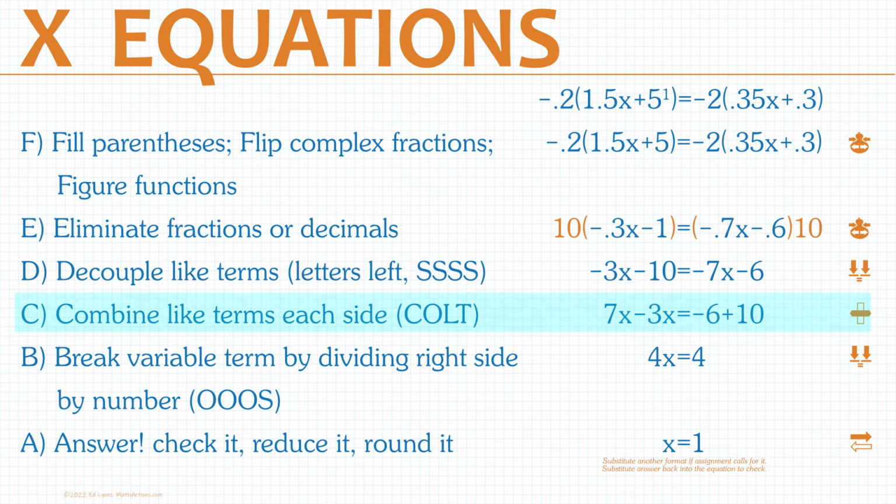Step C has us combine like terms, colt, on each side because step D prepared us for this step. Step B breaks the variable term by dividing both sides by the coefficient, balance action. The coefficient will always be a whole number because of step E. Finally, step A gives us an answer which we can check, reduce, or round per instructions.